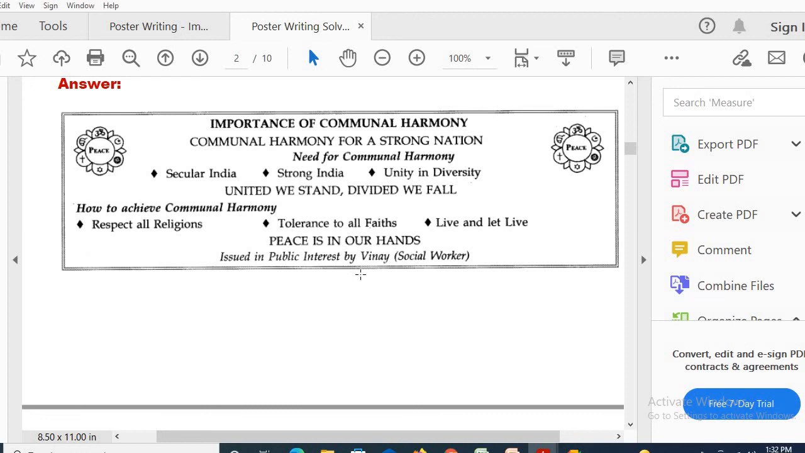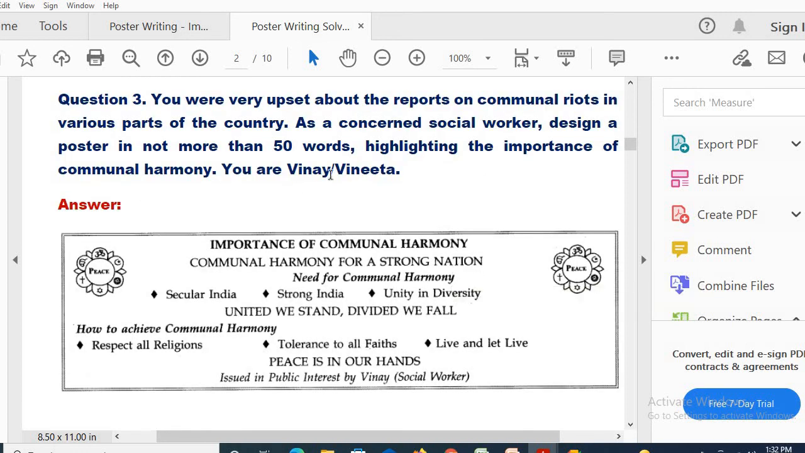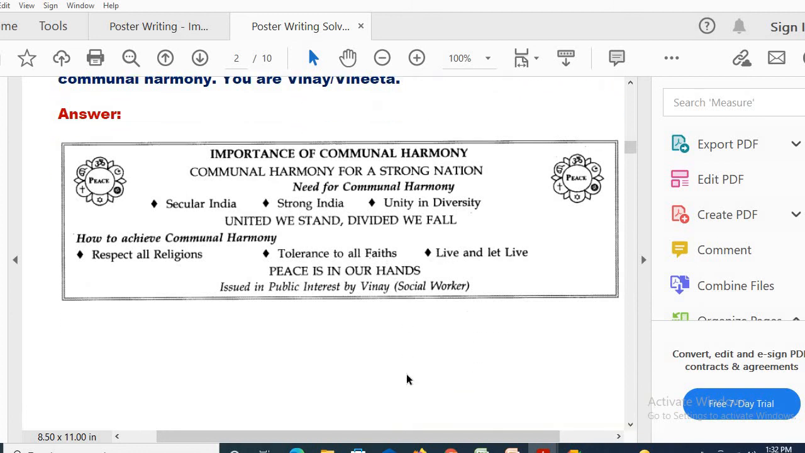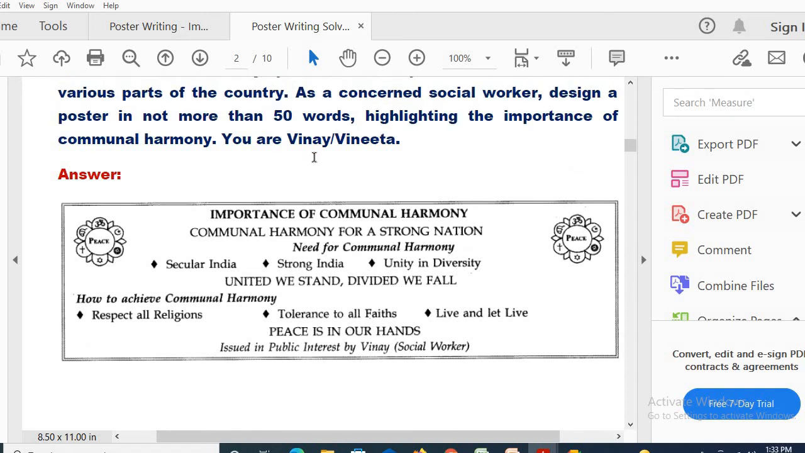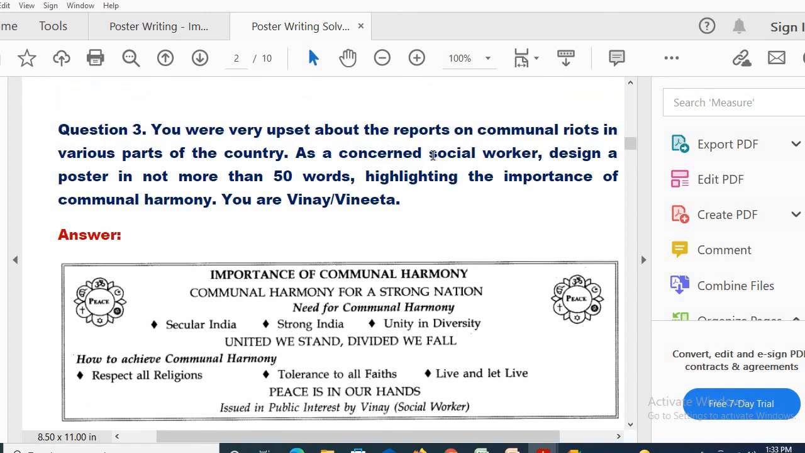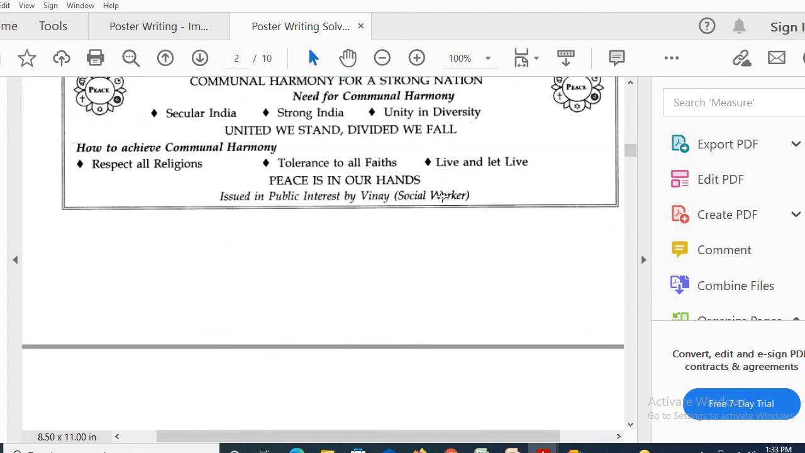Issued in public interest by Vinay and obviously social worker. If the name is mentioned, as it is already mentioned, Vinay, Vinita, that one you can mention. If no name is mentioned, you can either mention your name or you can write XYZ. But remember, the designation of the individual should be mentioned. Social worker is given in the question, you can copy from there. Because in the issuing authority, the designation of the individual must be mentioned.